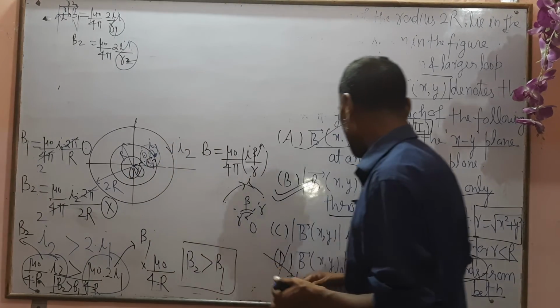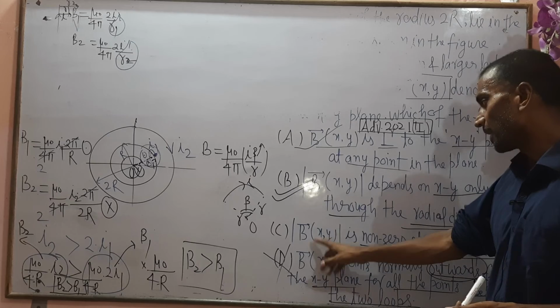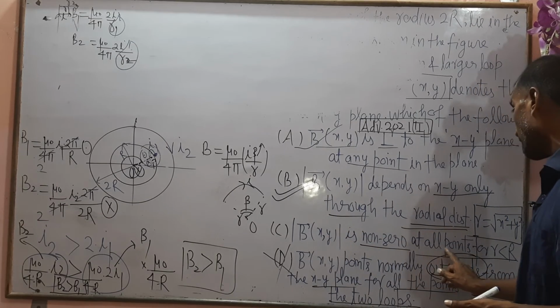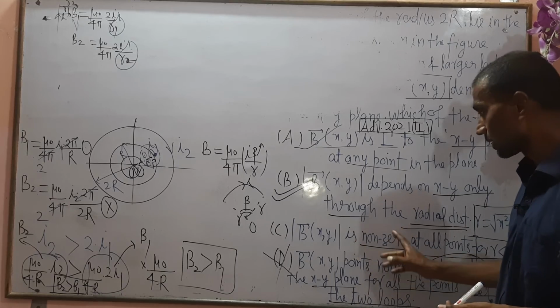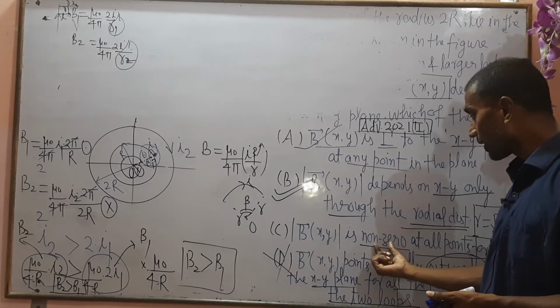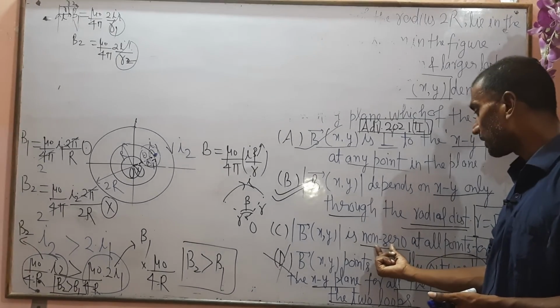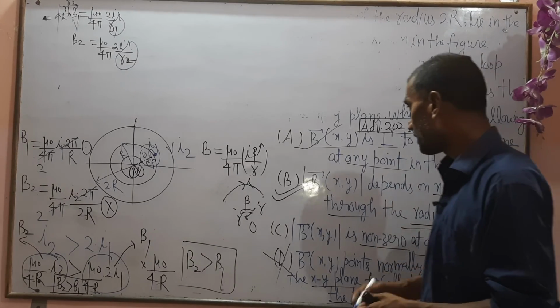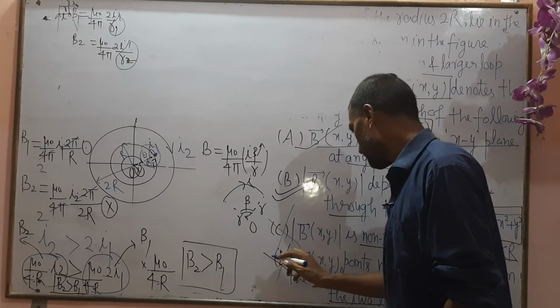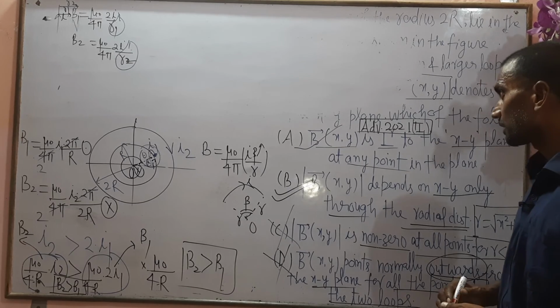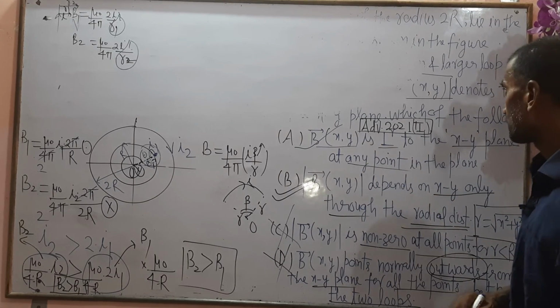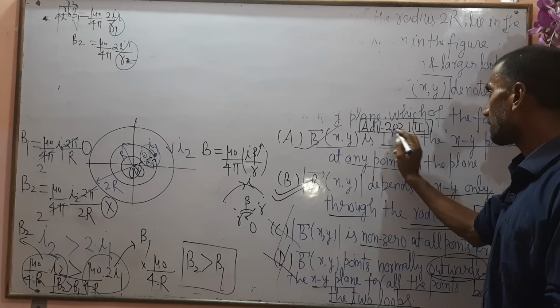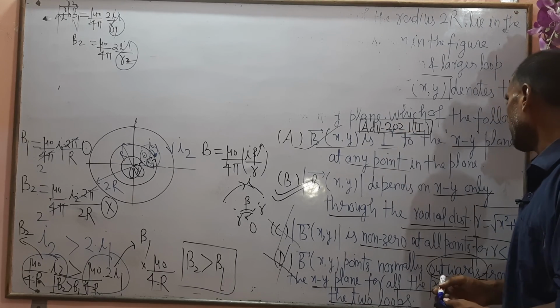So option C says that magnetic field B mod is non-zero at all points for r less than R. This is incorrect, because at at least one point the value of magnetic field will be 0. So C is an incorrect option, and A and B are the correct options. This is an important question; it belongs to JEE Advanced 2021, paper 2.